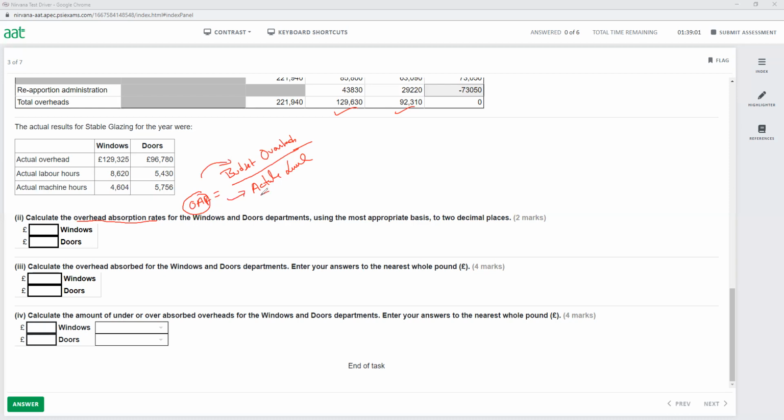Now the activity level can be the machine hour or the labor hour, depending. If the question says the window uses more machine hours than labor hours, then we understand this business is machine intensive, so window is machine intensive. If the question says no, the labor hour is more than the machine hour for the window, then we use the labor hour. So let's have a look at our question a little bit on the top, and let's see what it depends on.